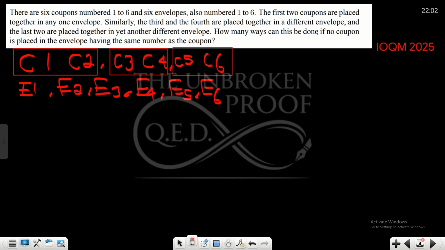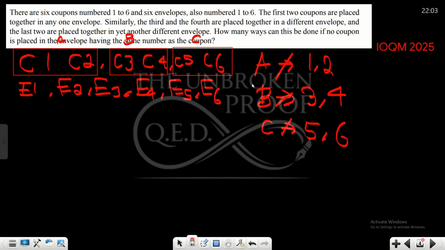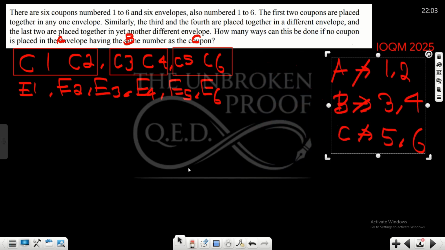And they are saying that no coupon should be placed in the envelope having the same number. That means this box cannot be placed there. Now let me name the boxes A, B and C. What they are saying is that A should not be in 1, 2, B should not be in 3, 4. What are these 1, 2 and 3, 4? Envelope numbers. And C should not be in 5, 6. So this is the condition, and with this condition they are asking how many ways it is possible to place them in the envelopes.